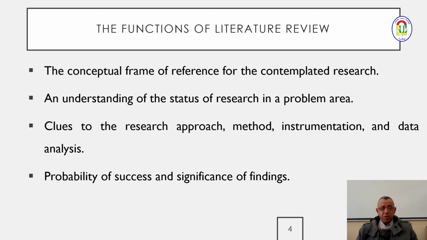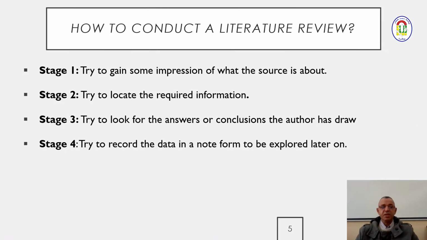It shows some clues to the research approach, the method, the instrumentation, and data analysis. And it tells us sometimes the probability of success and significance of findings. So these are the main functions of literature review. These functions show the utility, the usefulness, and the importance of literature review in any research study, in any research investigation. Now, how to conduct a literature review?